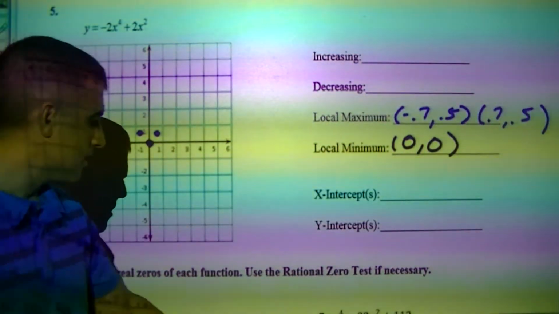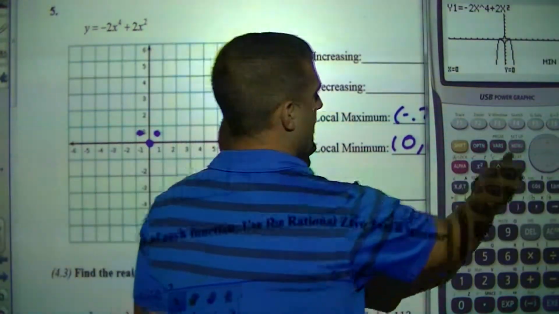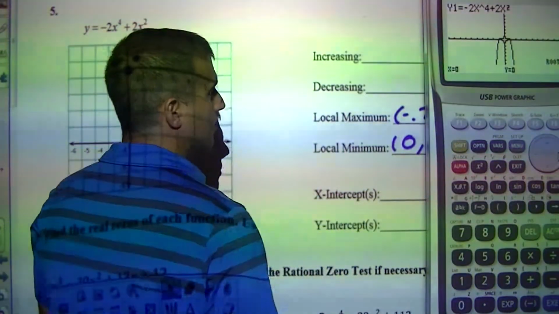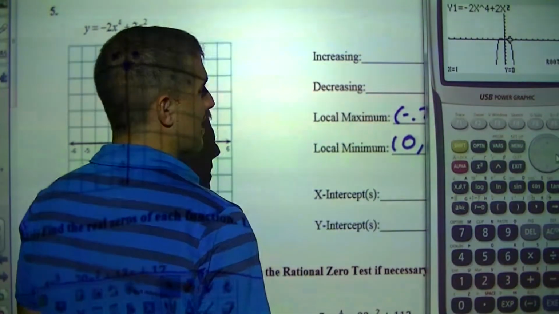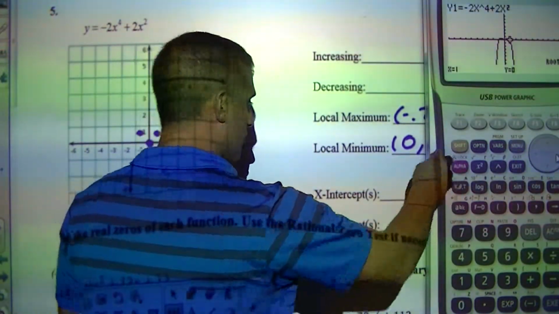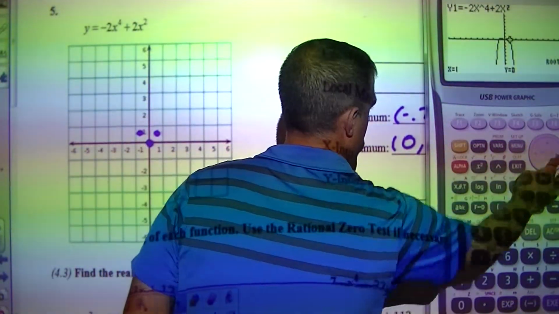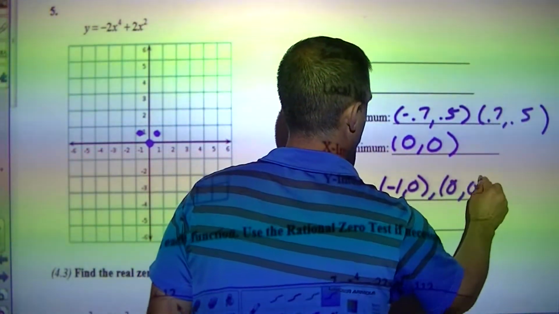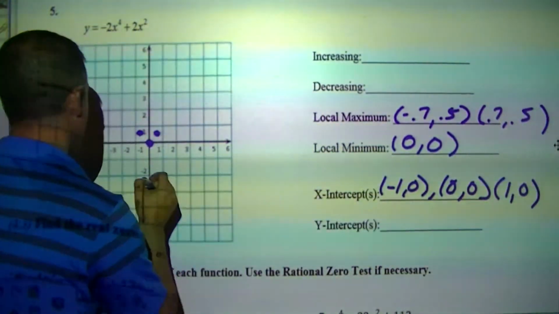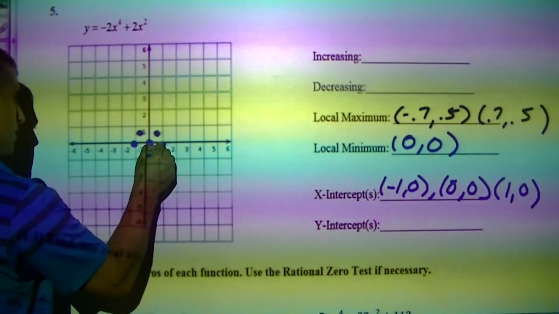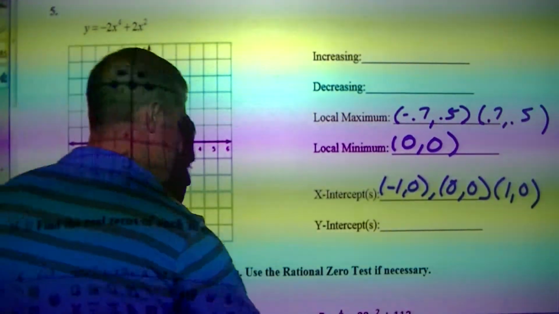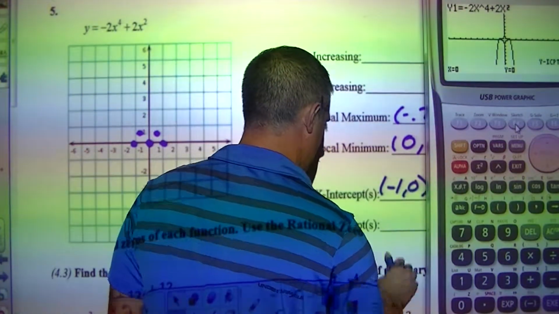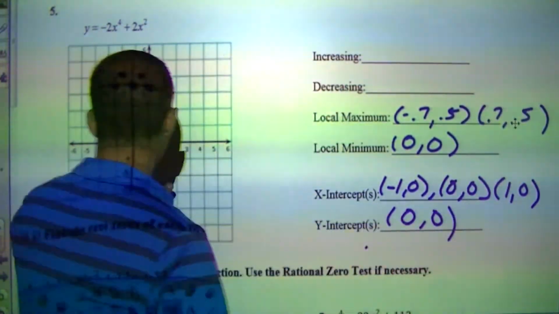Let's go ahead and find the X and Y-intercepts. G-solve, root. I've got -1, 0, 0, 0, and 1, 0. So just always keep checking as many as I can. I'm going to check again. Good, so -1, 0, 0, 0, 1, 0. I'm going to go ahead and plot those points. Let's do the Y-intercept. G-solve Y-intercept, once again, is 0, 0. Already been plotted for me.